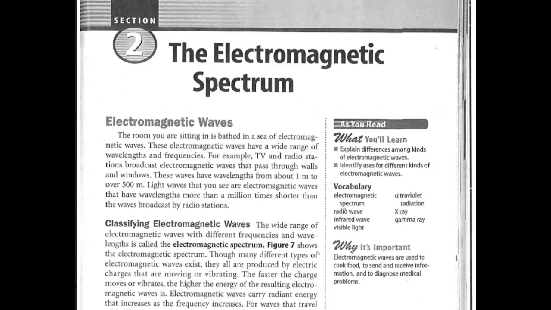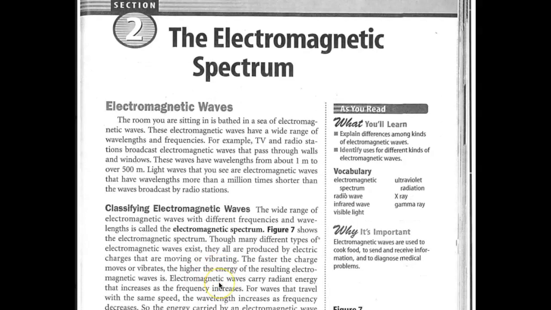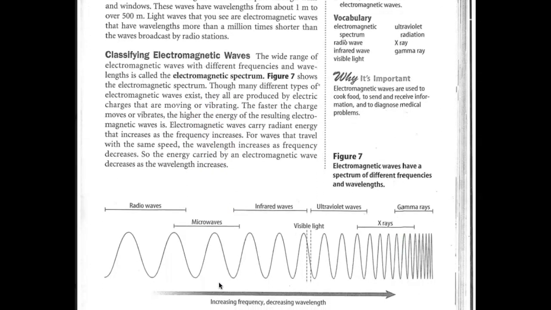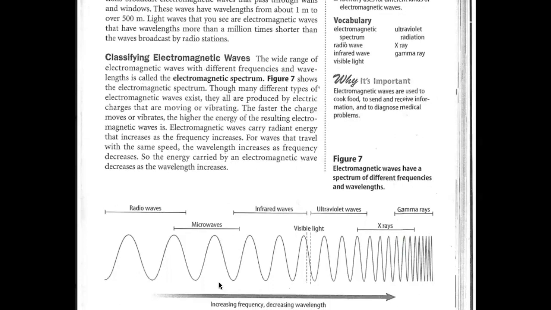Light waves that you see are electromagnetic waves that have wavelengths more than 1,000,000 times shorter than waves broadcast by radio stations. Classifying electromagnetic waves. The wide range of electromagnetic waves with different frequencies and wavelengths is called the electromagnetic spectrum. Figure 7 shows the electromagnetic spectrum.